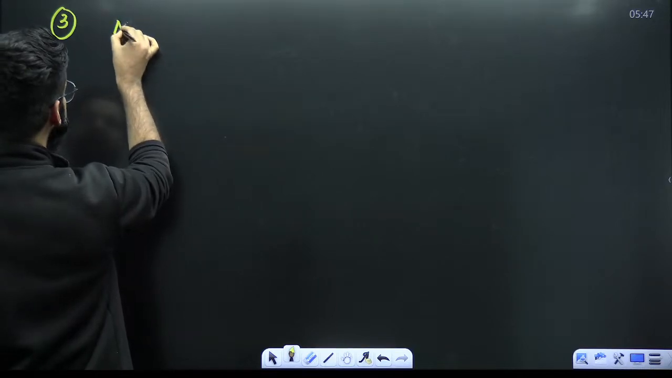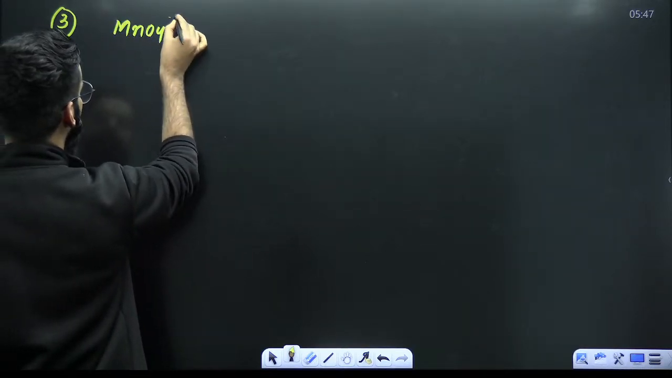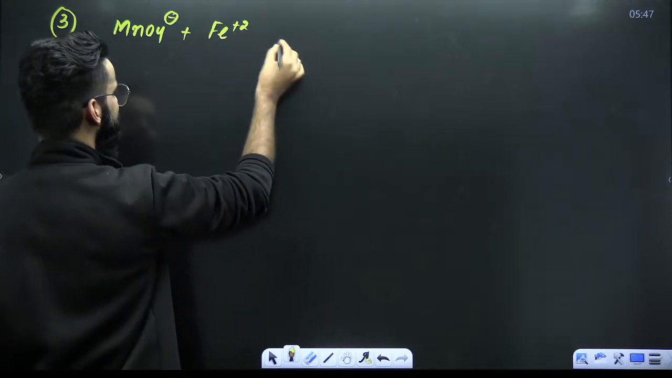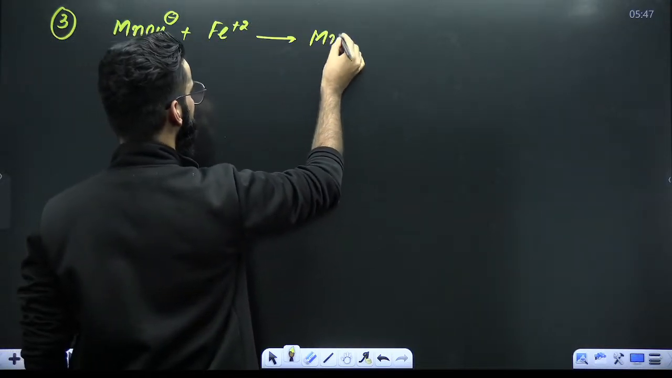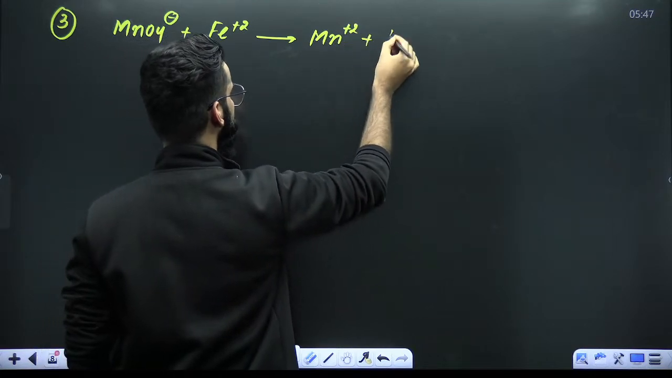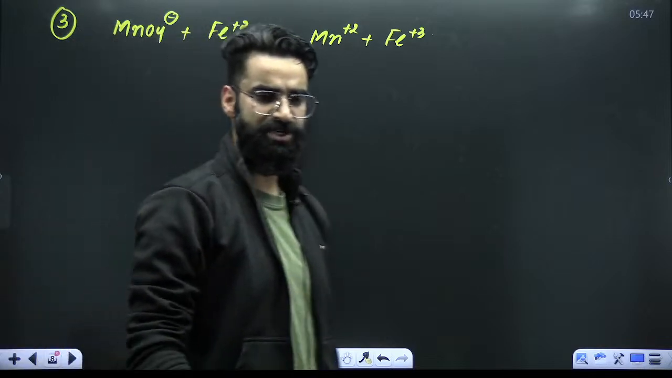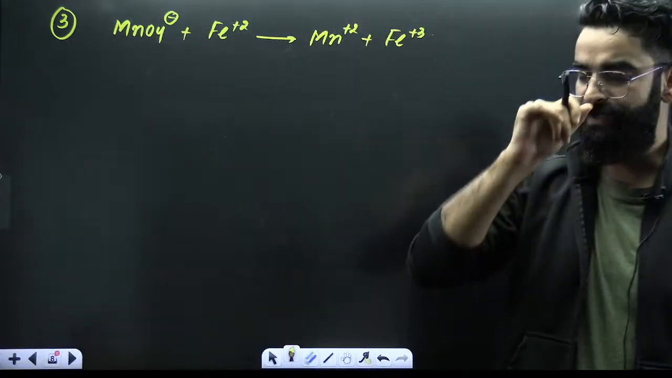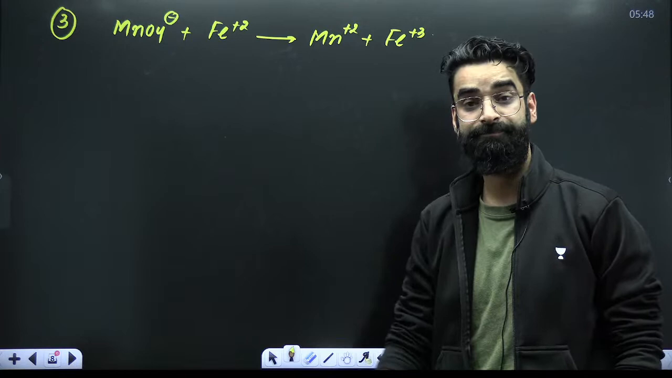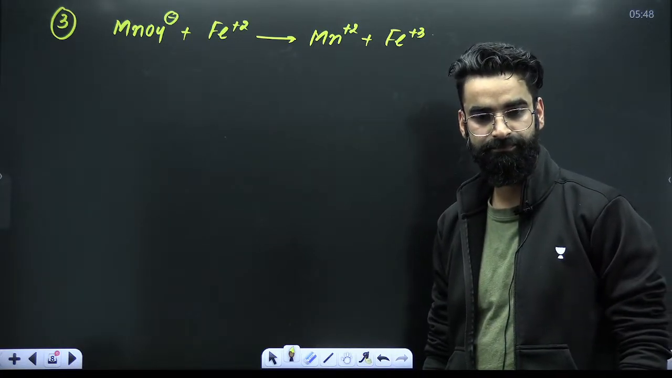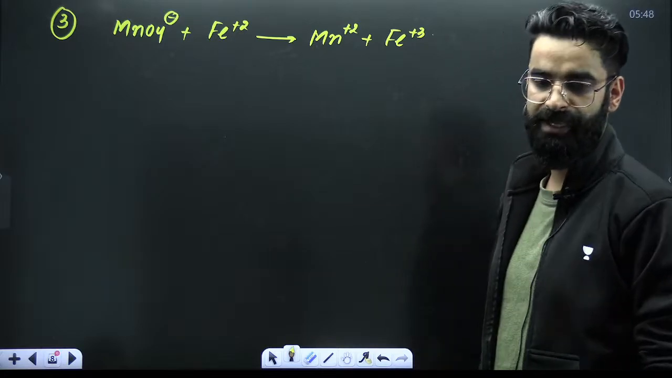I'm writing the reaction, for example, MnO4 negative plus Fe dipositive. Let's say it's giving Mn dipositive, and with this you are writing Fe tripositive as well. Now let me know in the chats which species will be undergoing oxidation and which species will be undergoing reduction. Quickly, people, in the chats.